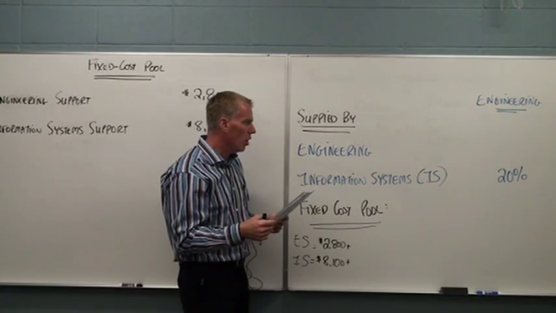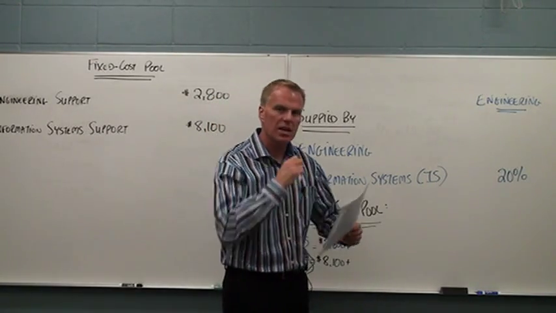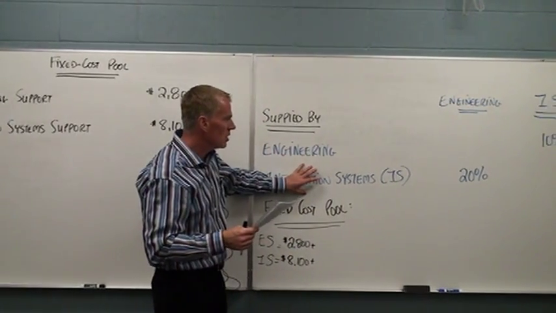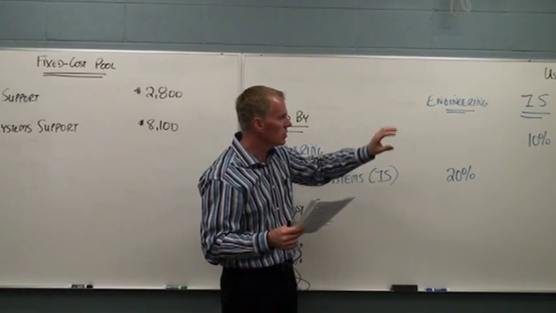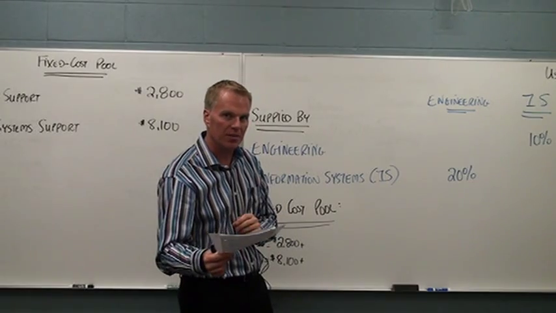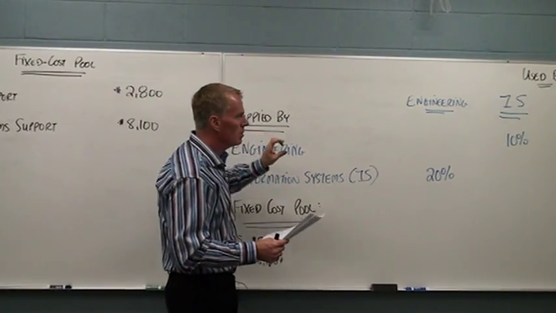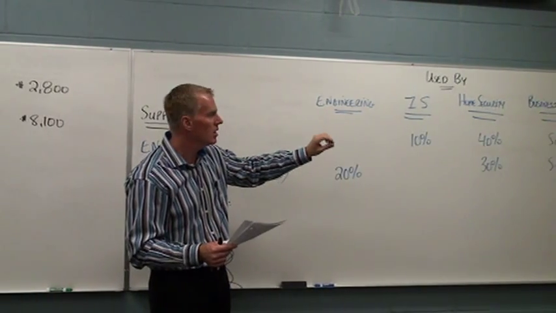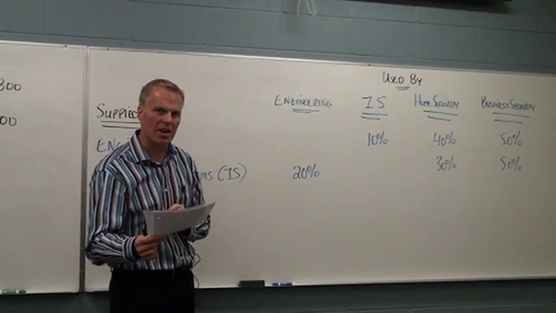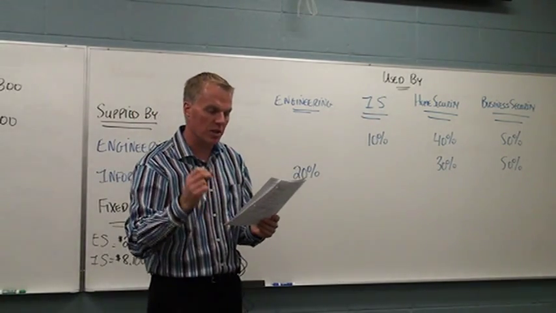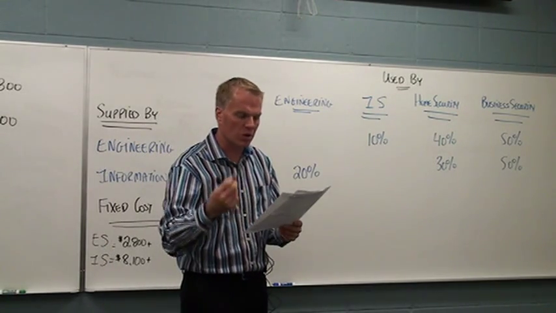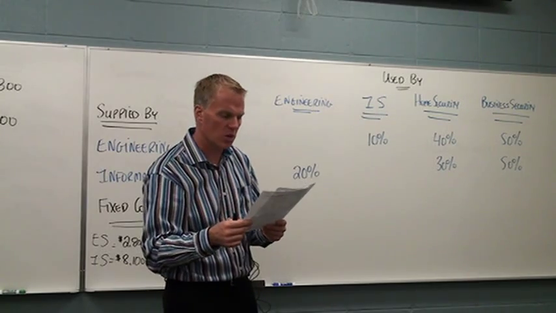Now, what we notice using the reciprocal method is that there's a crossover effect. Information systems not only provide support for security, home, and business, they also provide support to engineering. Engineering provides support for security, home, and business, but also the information systems area. So there's a crossover there between the two support areas. So what we have to do is allocate a portion of that as well into our equations.